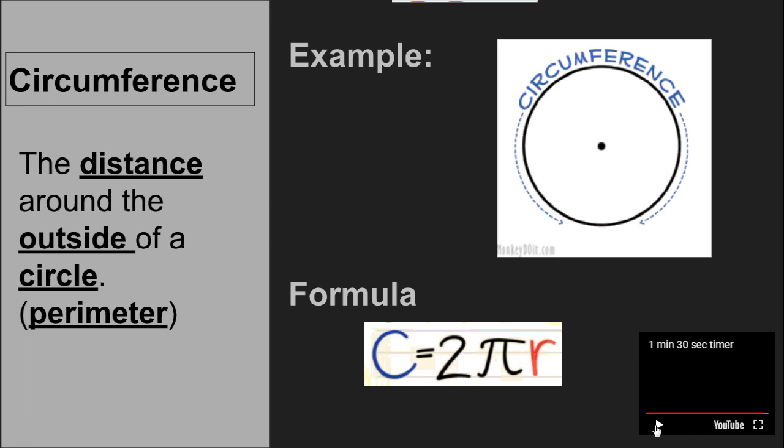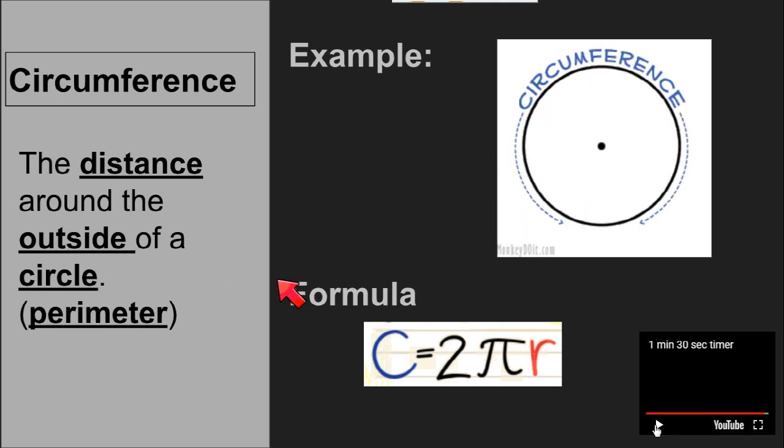Okay, so let's go through this one more time. Again, say circumference. All right, so we've heard that word a bunch of times now. So the circumference is, again, help me out, it is the distance around the outside of a circle. Okay, so basically what we're saying is circumference is the distance around the outside.